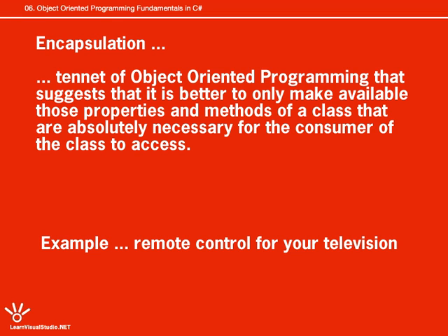So there are some things that you want to keep private and some things that you want to make public. To extend our analogy, you want to provide just a couple of friendly channel up and channel down buttons and prevent the consumer of your class from having to worry about how it works. And this is sometimes referred to as black box programming. The thought is that a class should be considered a black box that just works.